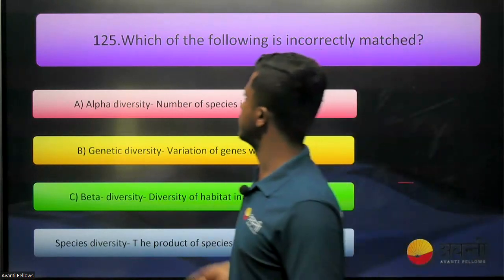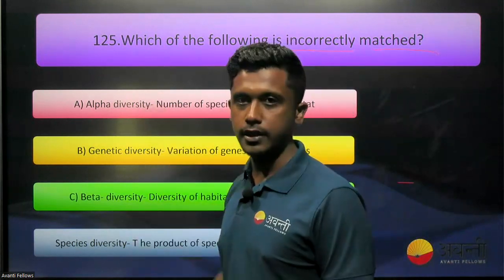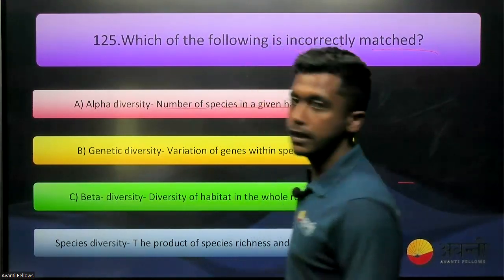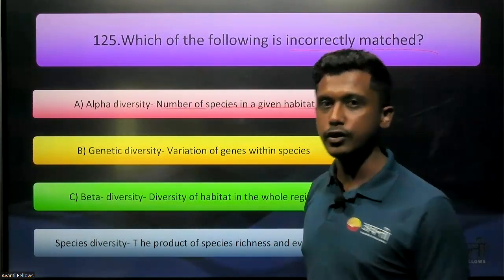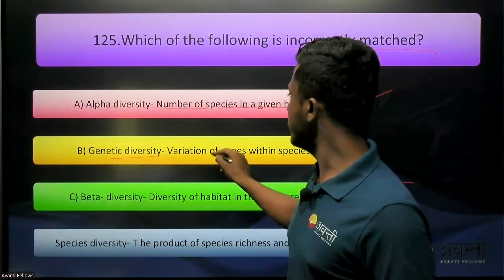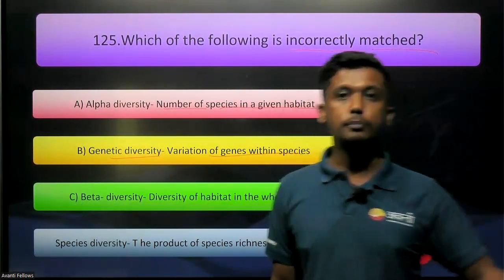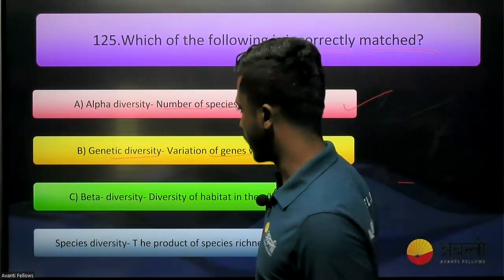So let's look at the first option. We have to find the incorrectly matched pair. Alpha diversity, number of species in a given habitat. This is right. Alpha diversity refers to the species diversity or species richness in a given area. Now, genetic diversity, variation of genes within the species. For example, we have a species, and if we have many variants within them, that is called genetic diversity. Okay, that is also right.